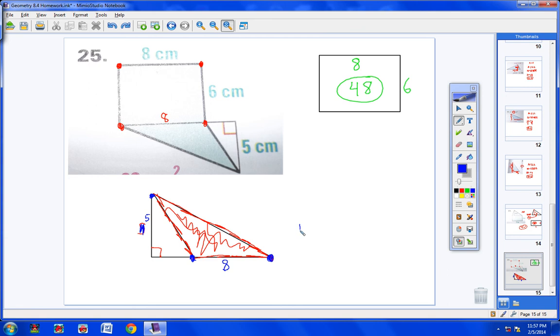So the area of this triangle is 1/2 times base times height. And if you multiply that together correctly, you will get 20. So the area of this triangle is 20. The area of this rectangle is 48. If you add those two together, you will get the correct answer, which is 68 centimeters squared.